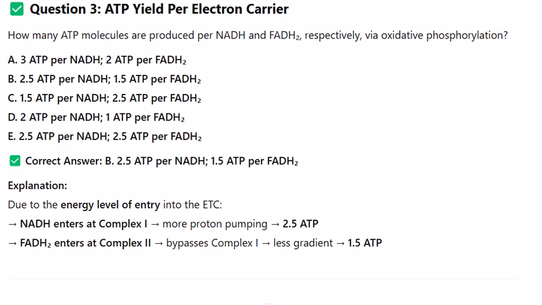Explanation: due to the energy level of entry into the ETC, NADH enters at complex 1, more proton pumping, 2.5 ATP. FADH2 enters at complex 2, bypasses complex 1, less gradient, 1.5 ATP.